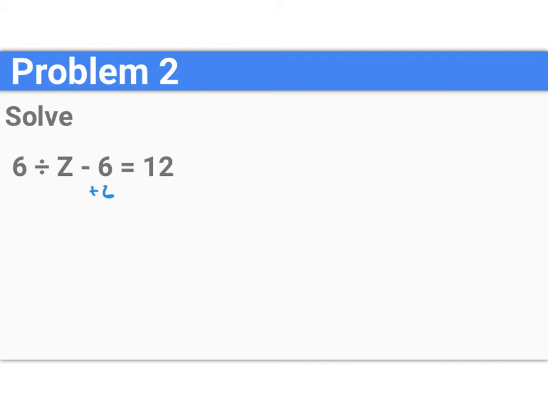Okay, 6 divided by z minus 6 equals 12. So the first thing we've got to do is add 6. And then we have 6 divided by z equals 18. Then we multiply by z. I'm sorry, we've got to multiply by z because z is being divided. So now we've got to multiply by z on both sides. And I know this is a little odd, so let me rewrite this as a fraction so it is clearer for you all.